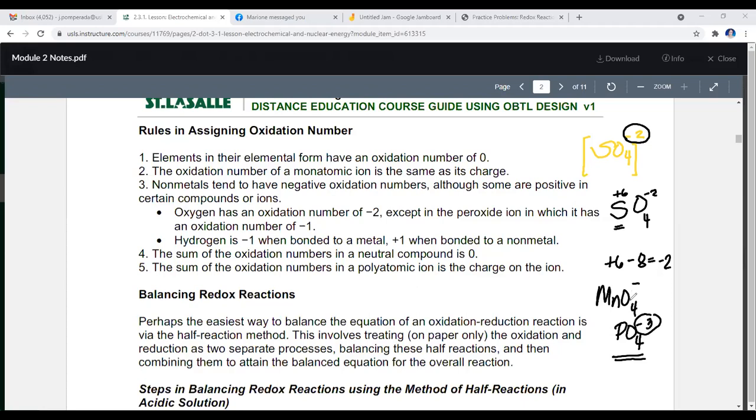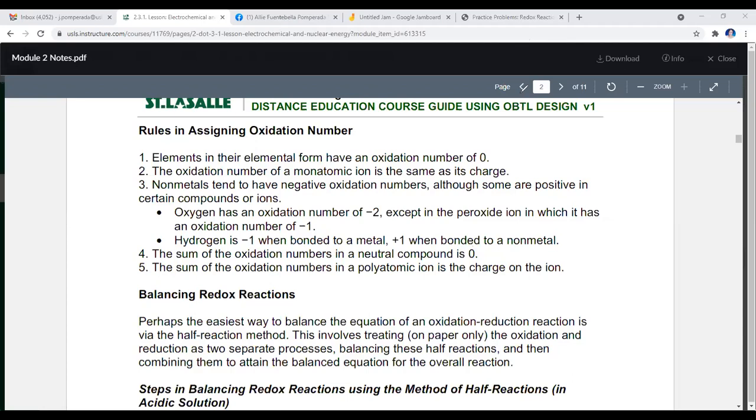Okay, we don't have any problem if the compound is neutral because the sum of the oxidation states for that would be at all times equal to 0. Now, do you have any question for now here on the rules in assigning oxidation number before I show to you the periodic table and how you get the oxidation number as a review for the elements written on it?